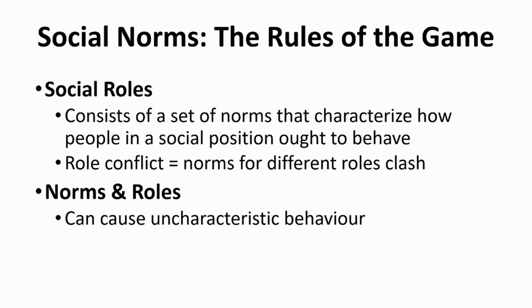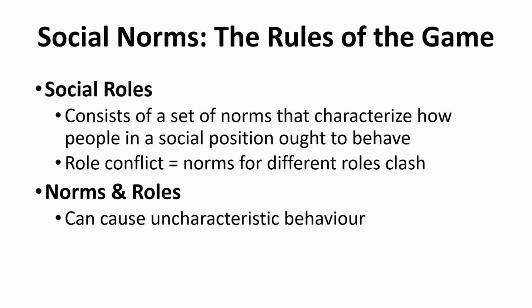Our social roles are going to build on that idea of social norms, because social roles consist of a whole set of norms that are going to categorize how people live in a particular social position, and how they ought to behave when they occupy that position. So each of us can have multiple social roles, and we can run into situations where those roles may clash. That's where we get something called role conflict. So the norms for the different roles that you occupy don't necessarily agree with one another.